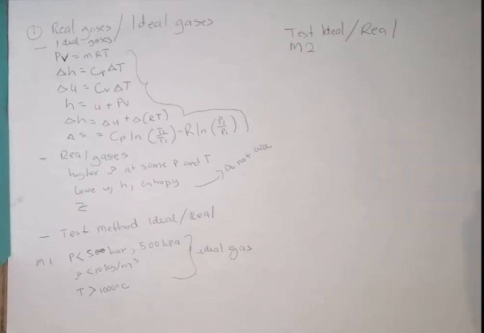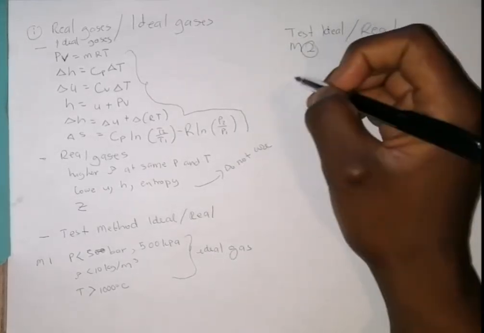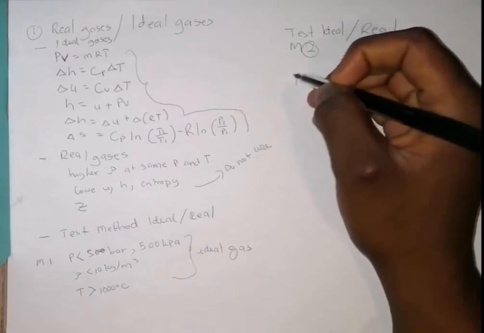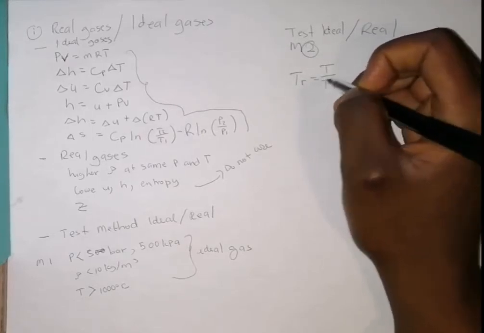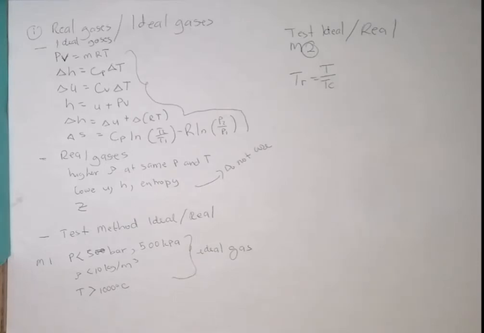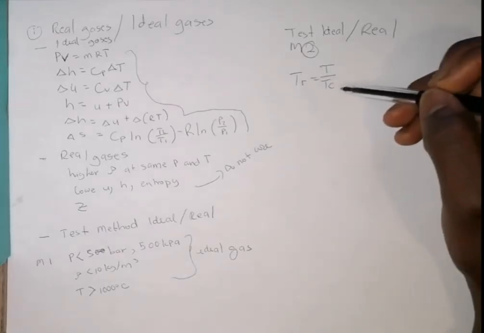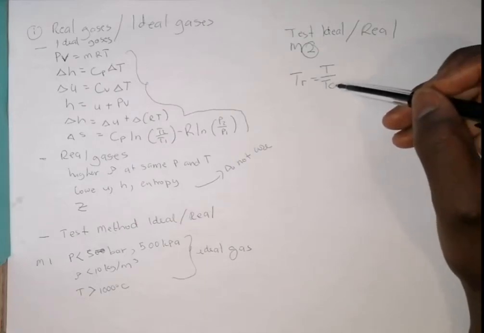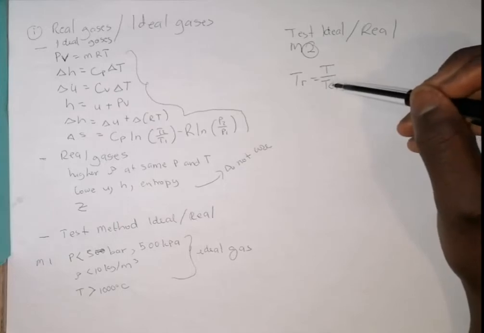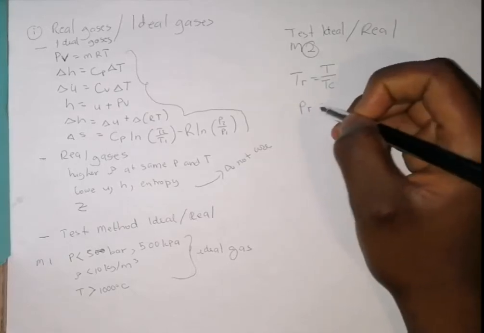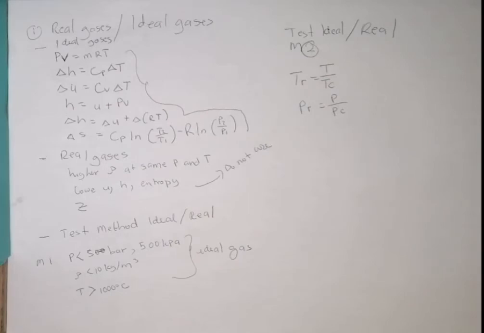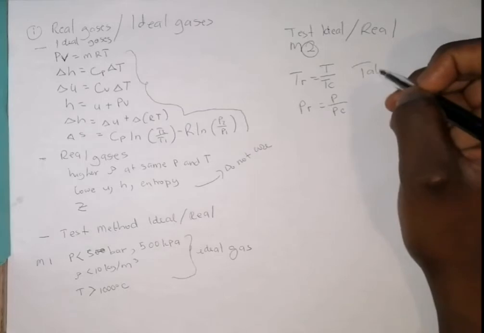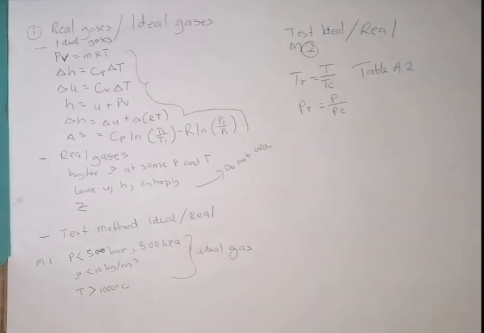So reduced pressure, if you've forgotten from your first year and second year, we'll start with reduced temperature. Reduced temperature is equal to the given temperature over the critical temperature, which is given in the thermodynamic table pamphlet which will be given. Please ensure that the units of the temperatures are in Kelvin. And then reduced pressure is equal to given pressure over critical pressure. The critical pressure and the critical temperatures are given in table A2 of the handout. You can just go ahead and check that.